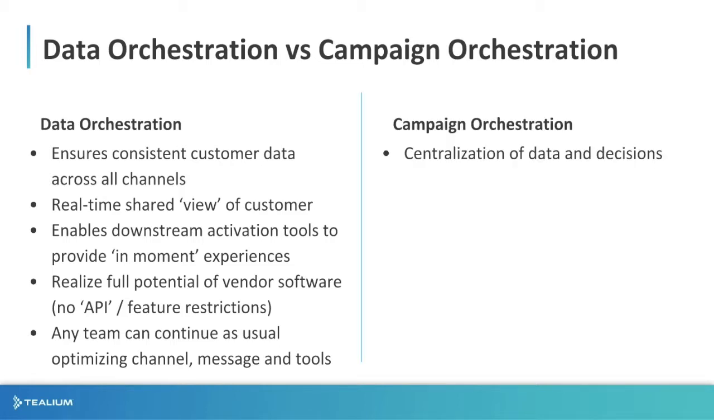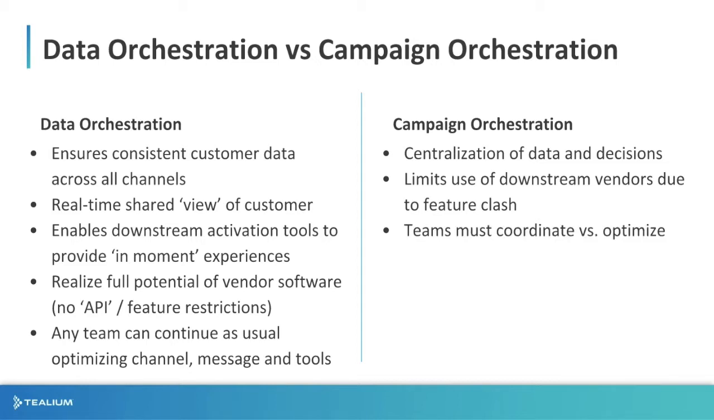On the flip side, campaign orchestration really pushes for the centralization of data and channel activation decisions. They want one system or tool to be able to handle all of that. And what this does is it limits the use of the vendors that you purchase, and the really valid reasons for why you purchase them, due to running into feature clashes. It also requires teams to coordinate versus optimize.